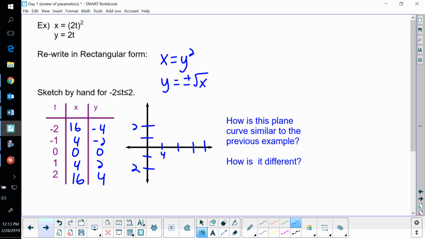So we have 16, which is out here. Oops, we got to go to negative 4, so I need some more. So we have 16, negative 4. We've got 4, negative 2, 0, 0, 4, 2, and we've got 16, 4. Again, we could have picked more t's in either direction, so those aren't really endpoints. We would want to put our arrows in.